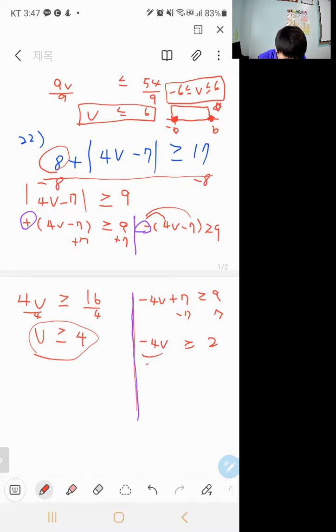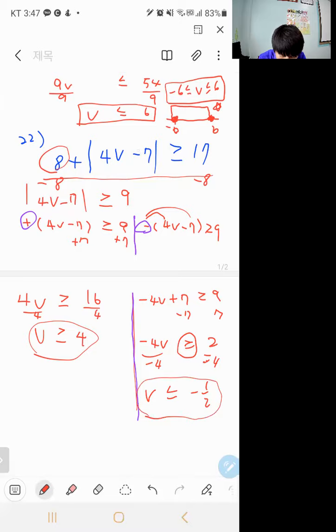And I'm going to divide both sides by -4. So on the left side I have v, on the right side I have -1/2. The sign changes because I divided by a negative number. And so that's the other part.